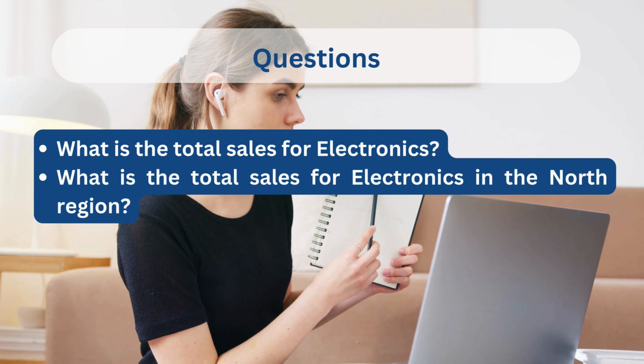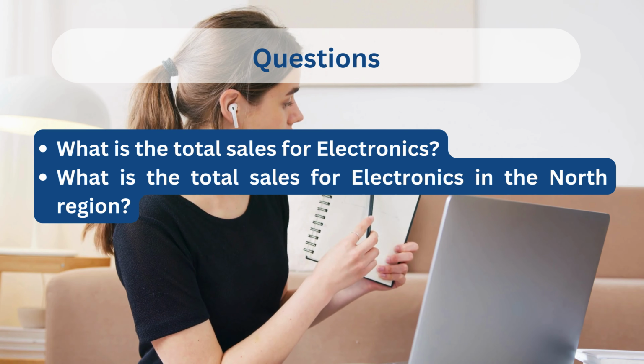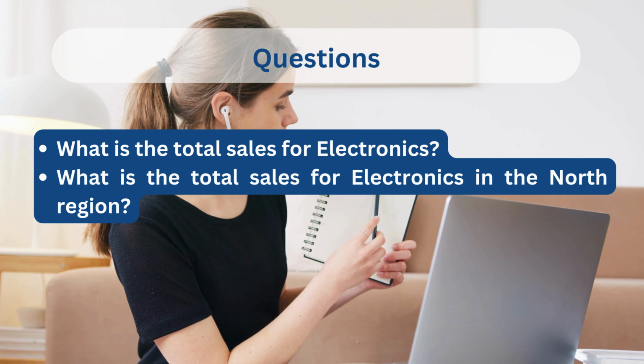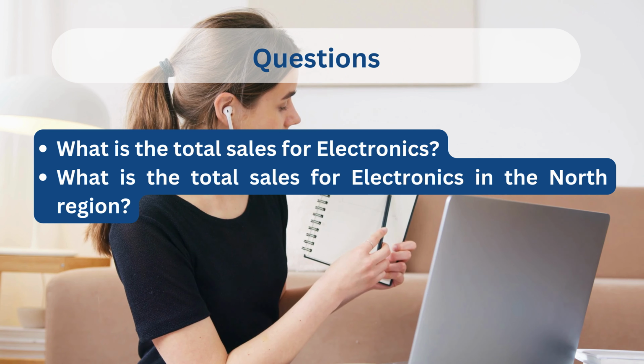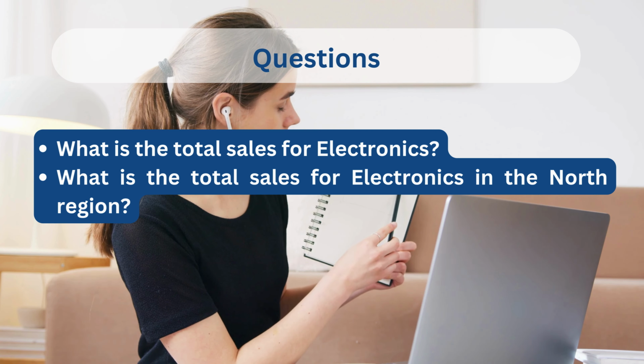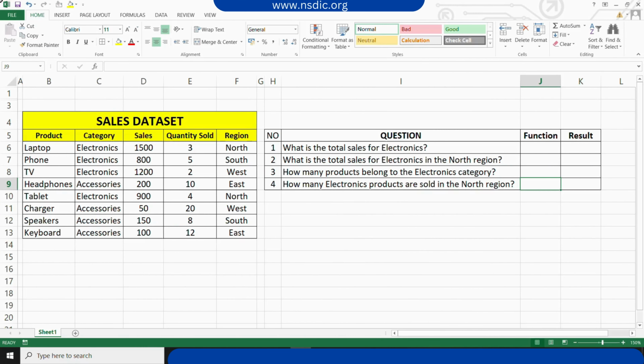What if you want to know the total sales for electronics in the north region? This is where SUMIFS comes in handy, because it allows us to add more than one condition. Let's see how we can do this in Excel. Our first question is: what is the total sales for electronics? For this we will use a SUMIF function.